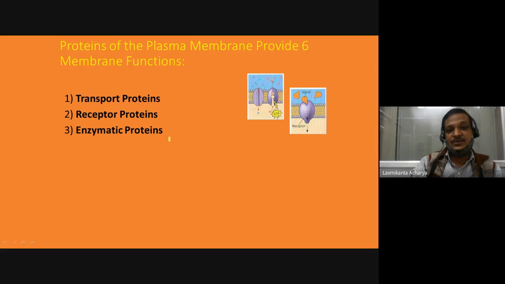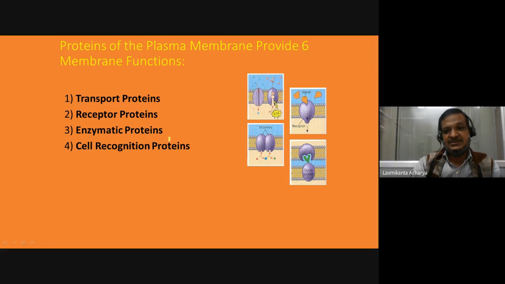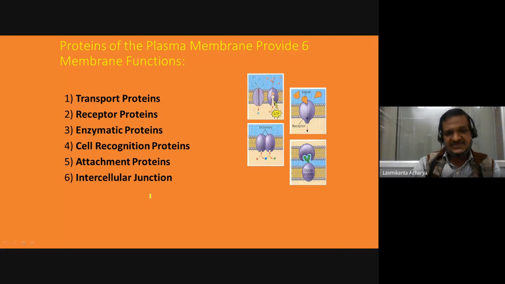And similarly there are proteins which act like enzymes, okay, and they're responsible for cell recognition. Then there are proteins which we call attachment proteins. Then there are intercellular junction proteins, okay. So we'll see one by one.